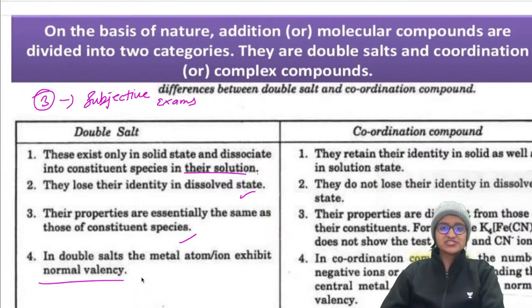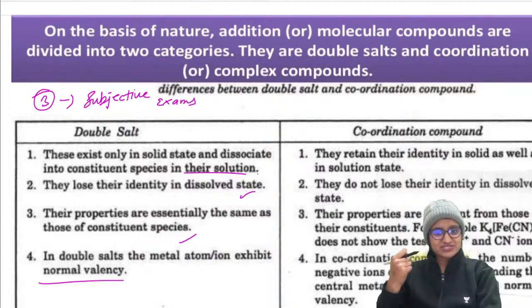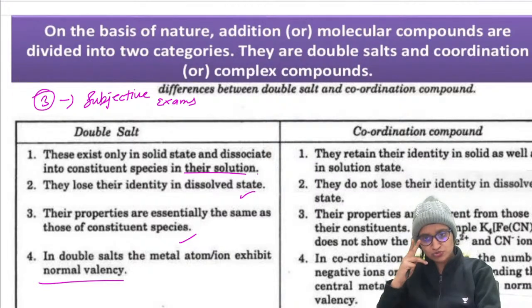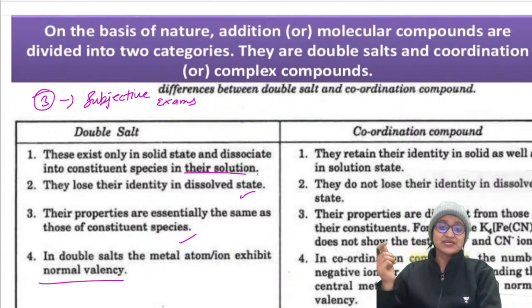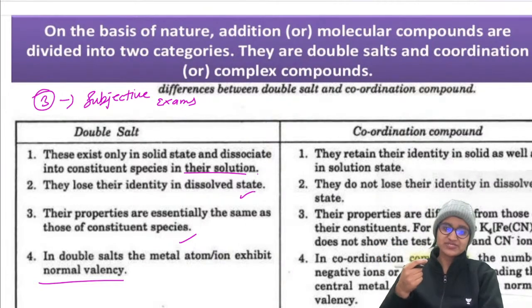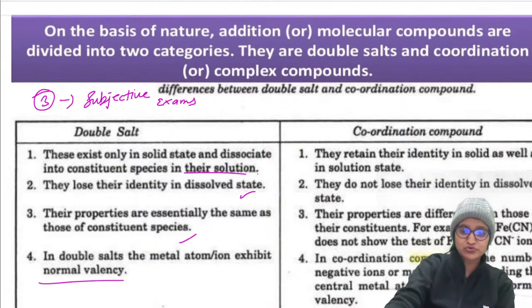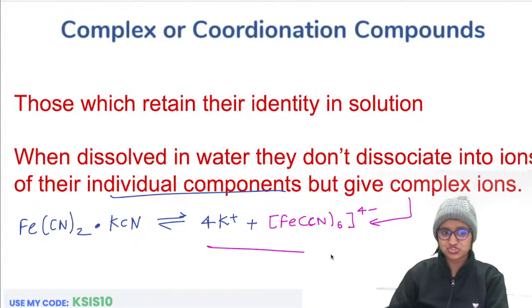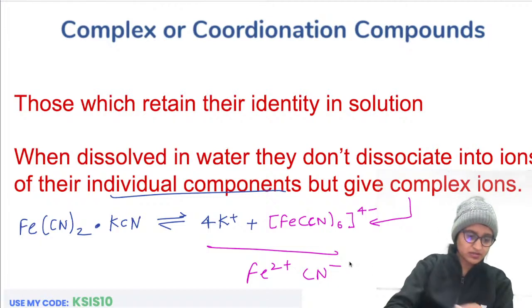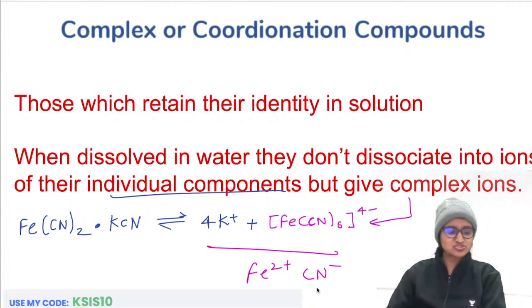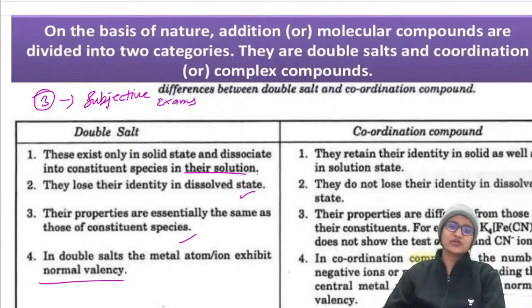Now your coordination compound, you can see that they retain their identity in the solid as well as in the solution state. Coordination compounds do not lose their identity in dissolved state. Their properties are different from those of their constituents. For example, if you dissolve K4Fe(CN)6 in water, that is potassium ferrocyanide, then I showed you that it does not get dissociated into its constituent ions, Fe2 positive and CN negative, correct? So that is why it is a complex, or you can say a coordination compound.